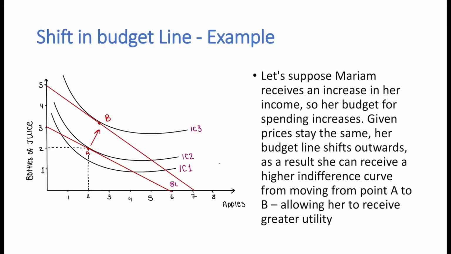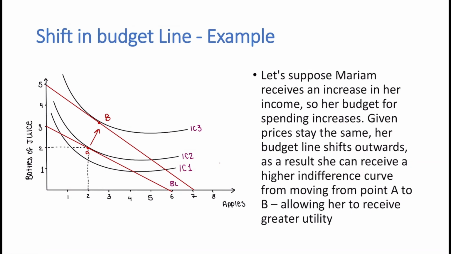Let's look at the shift in a budget line through this example below. Let's suppose Miriam receives an increase in her income, so her budget for spending increases. Given the prices stay the same for the goods, her budget line would shift outwards. As a result, she can reach a higher indifference curve by moving from point A to point B, allowing her to receive greater utility. This could also be applied the opposite way around.